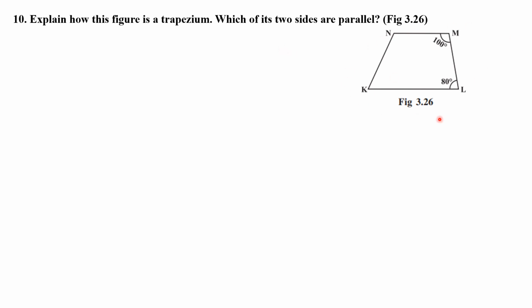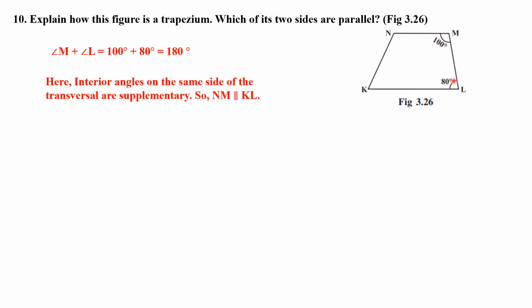So now from the given figure, if I find the sum of angle M and angle L, what will I get? Their sum is 180 degrees. And both angles are interior angles on the same side of the transversal, right? So I can say that NM is parallel to KL and ML is the transversal. And as one pair of opposite sides are parallel, we can say that it is a trapezium. Clear? Now we'll move to question number 11.